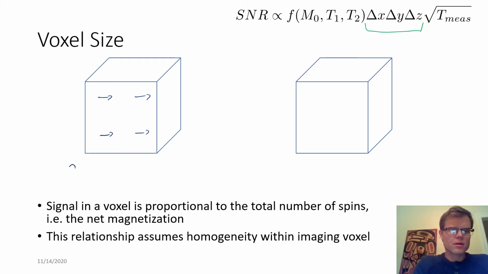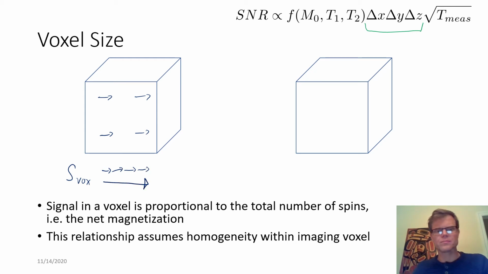And the picture we've used before is that the signal in the voxel is the sum of these four individual transverse magnetizations. And that's basically how it works. This relationship does assume that there's homogeneity within a voxel, so there's not a lot of variability there.